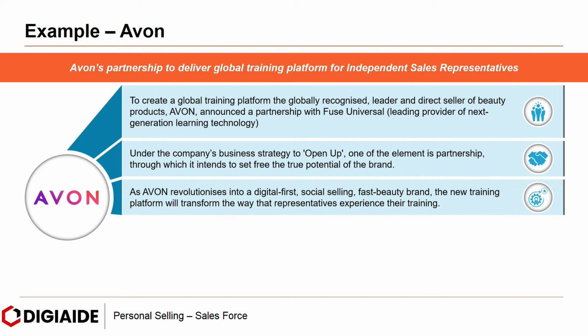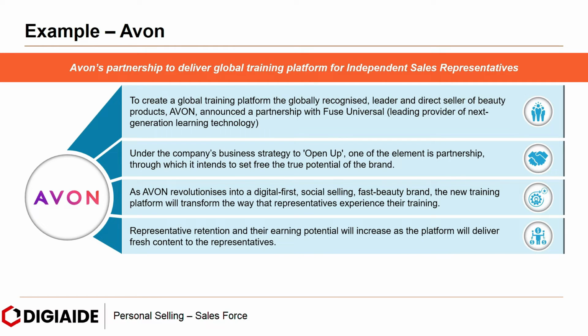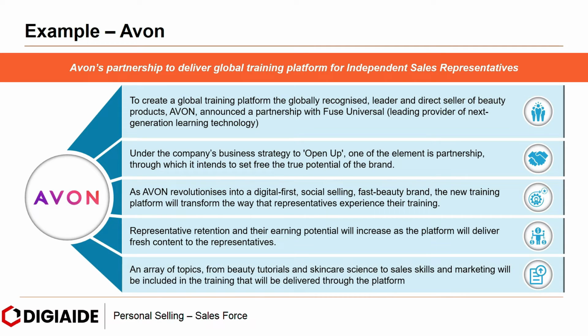As Avon revolutionizes into a digital-first, social-selling fast beauty brand, the new training platform will transform the way the representatives experience their training. Representative retention and their earning potential will increase as the platform will deliver fresh content to the representatives. An array of topics from beauty tutorials and skincare science to sales skills and marketing will be included in the training that will be delivered through the platform.